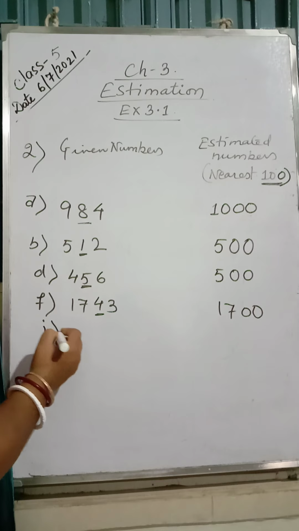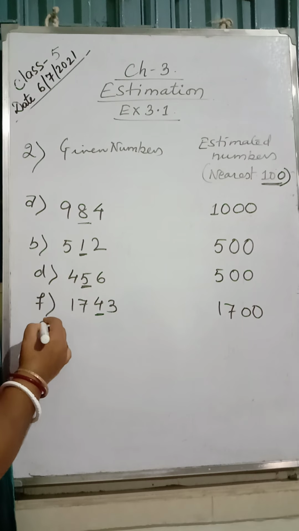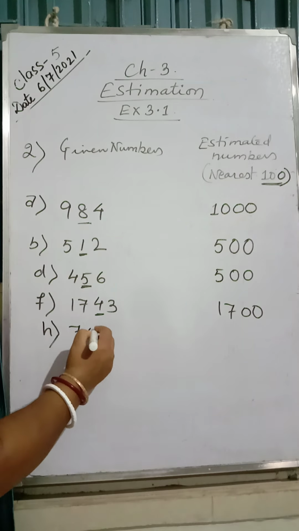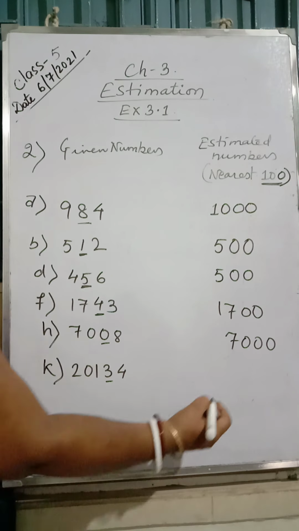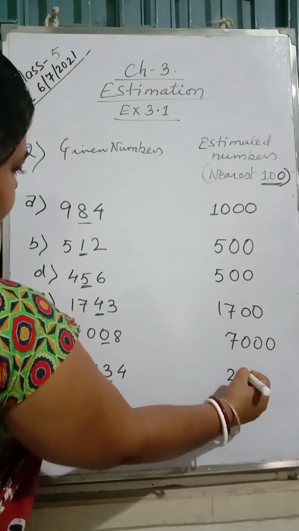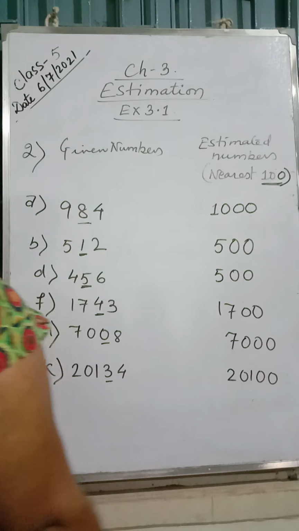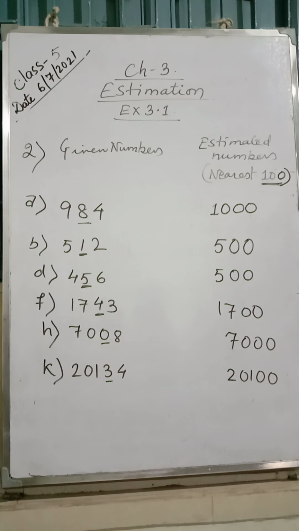Number I. Okay, first you see number H, 7008. Digit at tens place is 0. So this will remain as it is. Then the number would be 7000. Next, K, 20,134. Digit at tens place is 3. So this will be 20,100. So this way we have to do question number 2.